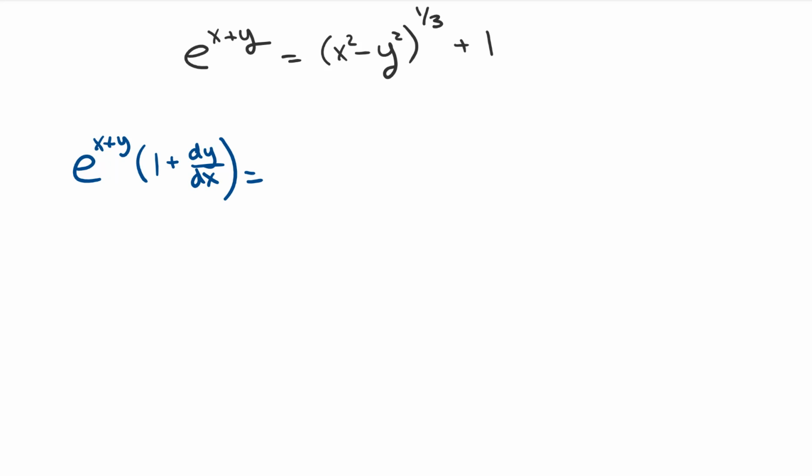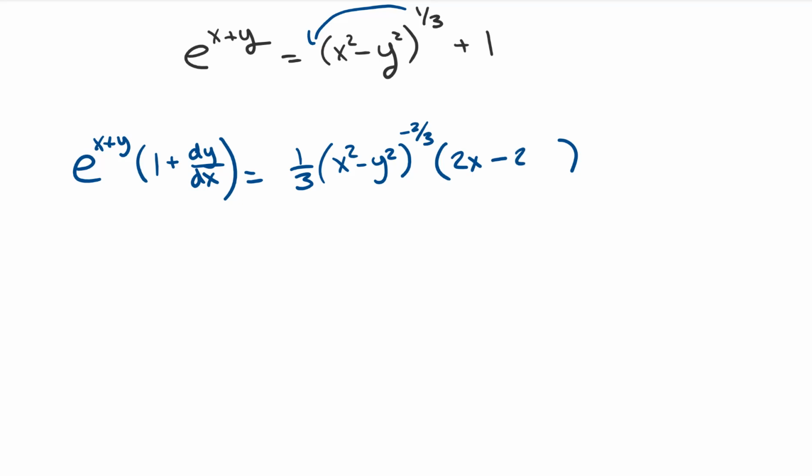No big deal. Now we take our 1/3 power. We're going to let that one fall to the outside. We're going to leave the interior alone, and we make sure not to forget that we need to do 1/3 minus 1, which is negative 2/3. Once we've got that, we now need to multiply by the derivative of the interior. The derivative of the interior for x squared is 2x. The derivative for negative y squared is negative 2y.